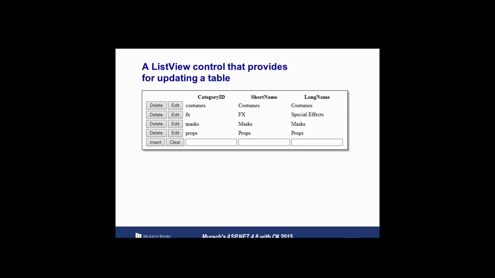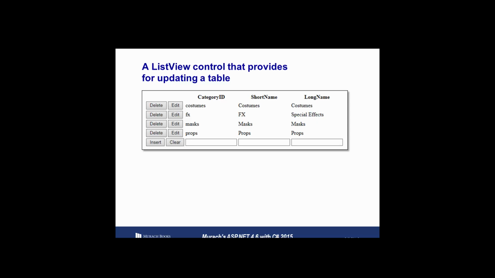I guess if you had to look at this slide and list one benefit just by looking at this slide, what can this list view do that a grid view cannot? Yeah, you can insert, right? So a grid view doesn't have a built-in way to insert data, whereas a list view does.